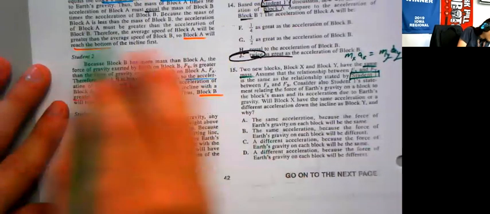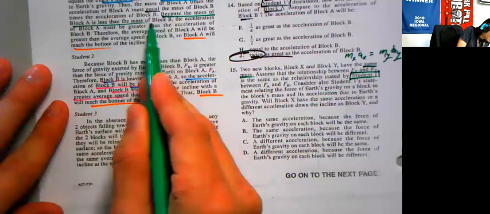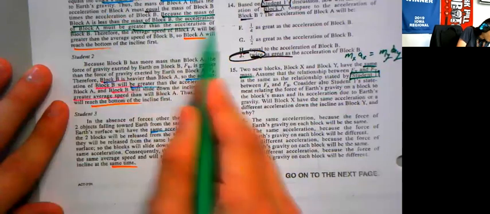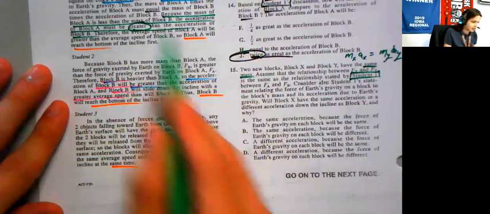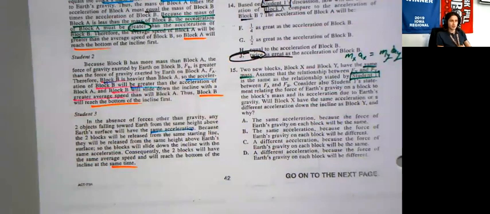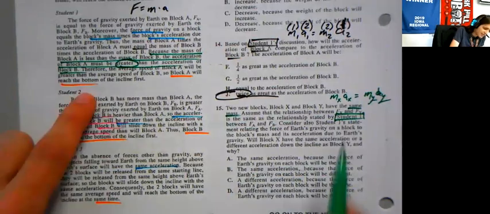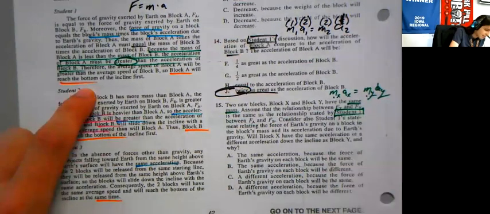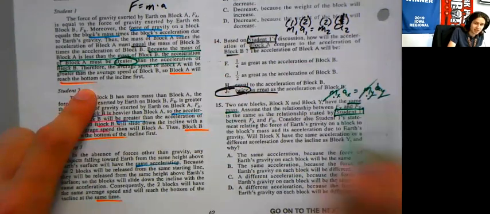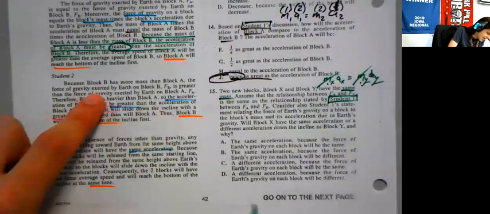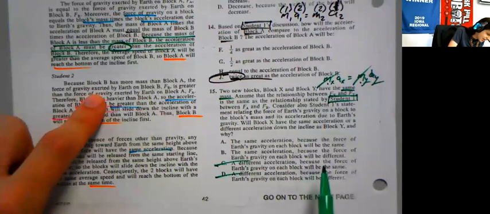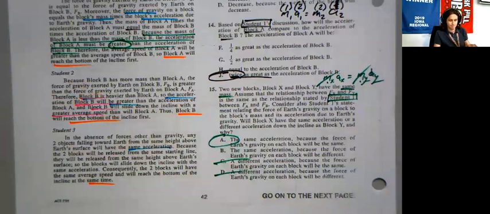Okay, so this guy says that if the mass is less, the acceleration of block A must be greater. And that's another thing that could have helped us back on the last question. If the mass is less, the acceleration of the other thing has to be greater. If X and Y have the same mass, then mass divides away and they must have the same acceleration, because the force of Earth's gravity on each block will be the same. That's going to be answer option A there.